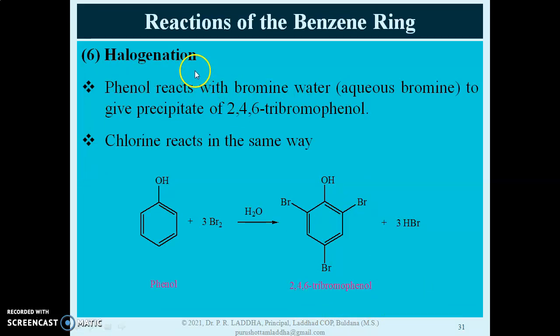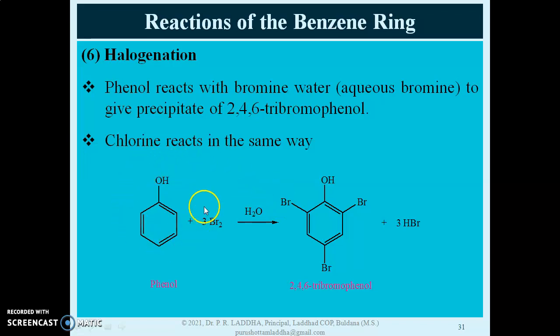So the first reaction involving the benzene ring is the halogenation reaction. When phenol reacts with bromine water, bromine in presence of water, that will give us ortho para substituted. So all the positions get substituted, we can say poly substituted. So that will give us 2,4,6 tribromophenol.